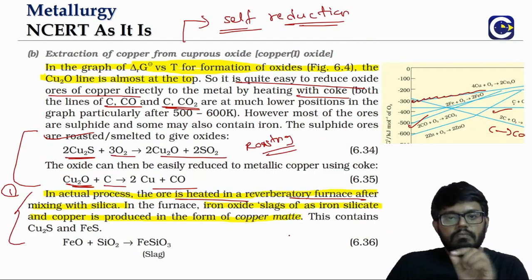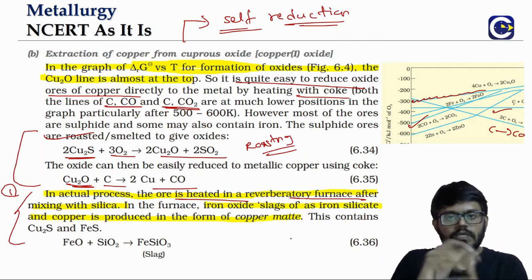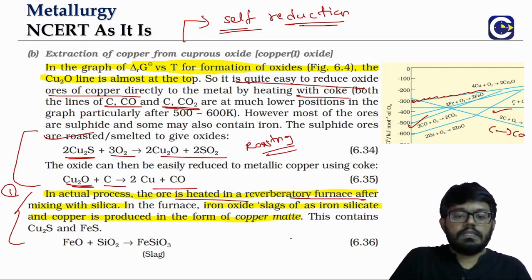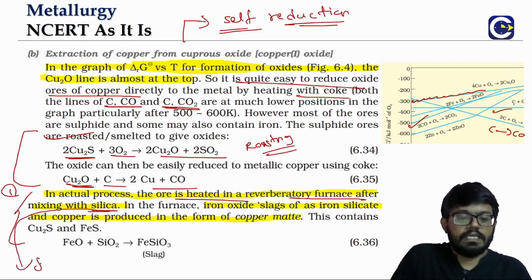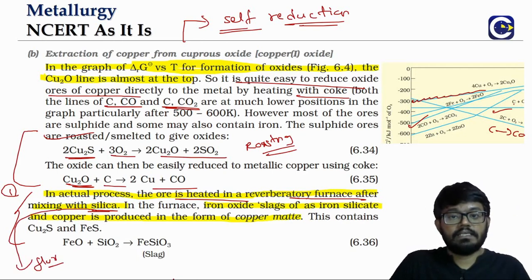Now, when we are blowing the hot air, the charge, the concentrated ore, will also be mixed with some amount of silica. I'll tell you what the role of the silica is. Here the silica will be called a flux. Just like in our iron extraction, what is the flux that is used there? Calcium carbonate. Here, what is the flux that is used? It is the silica.